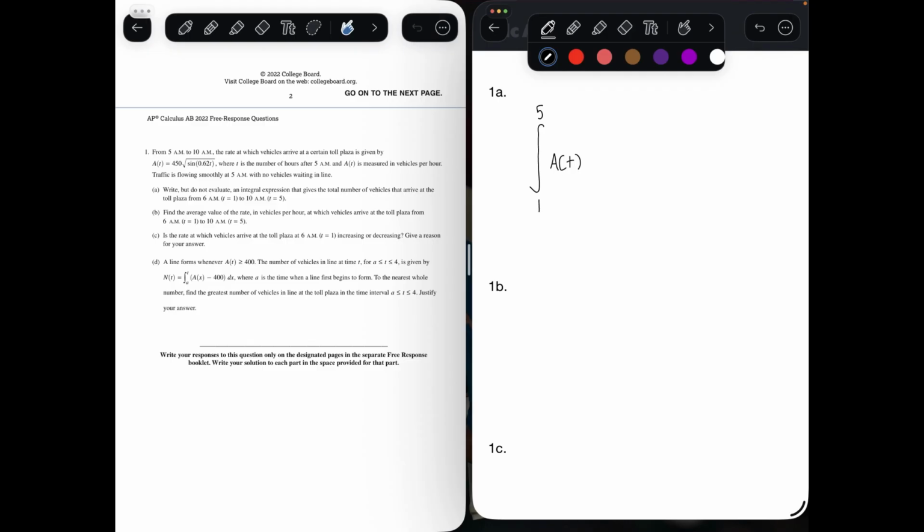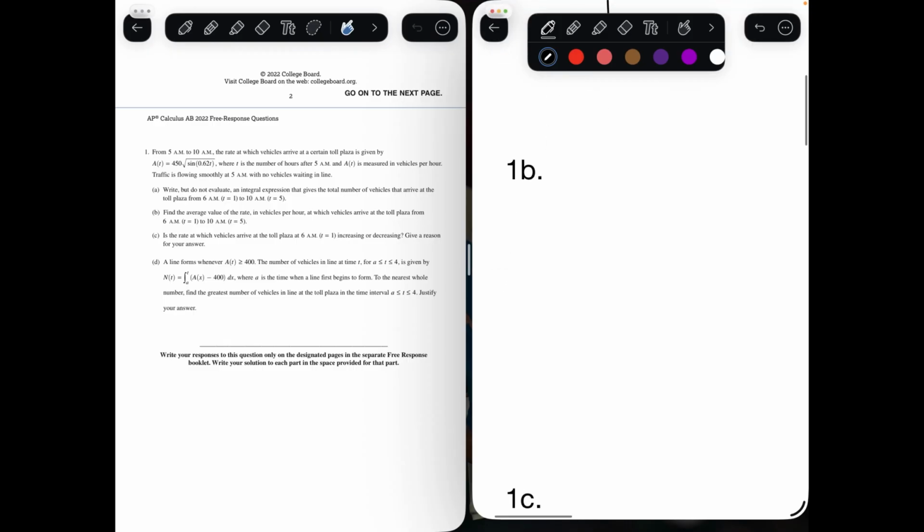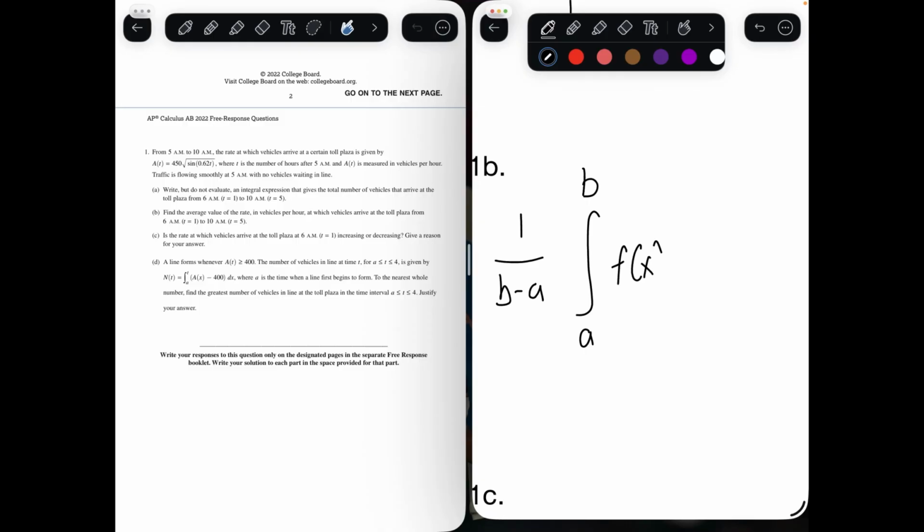In my previous video, I explained the difference between average value and average rate of change. In this case, rate of change does not appear anywhere. So immediately, you should think of this formula: 1 over b minus a, integral from a to b, and then you have your function you're trying to find the average value of. In this case, this would be the rate. So think of the integral as your area, and think of b minus a as your width. And then when you evaluate this, you get the average height of the function, which is the average value of the function, and in this case, the average value of the rate.